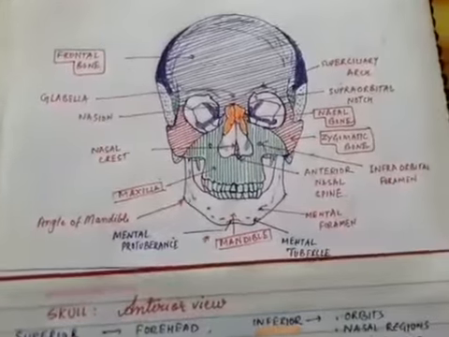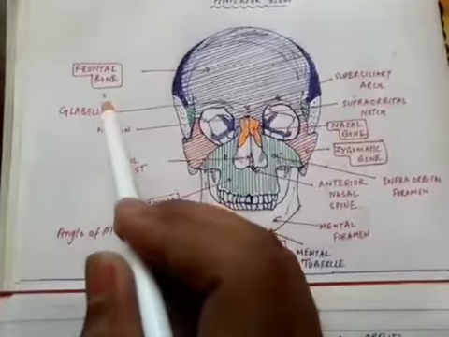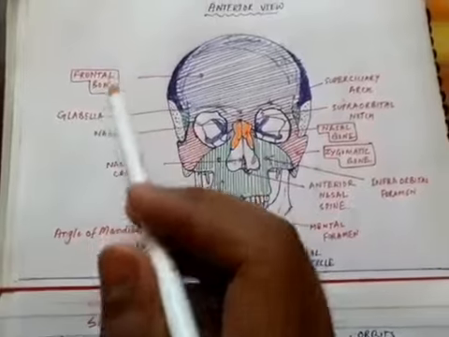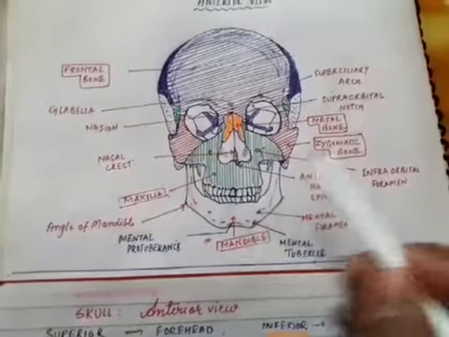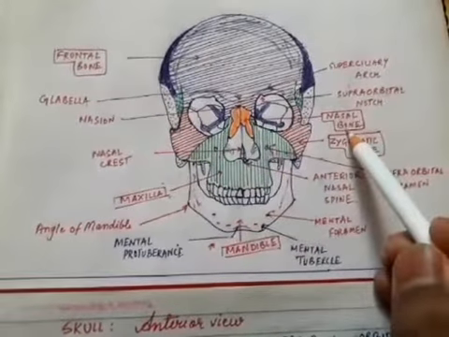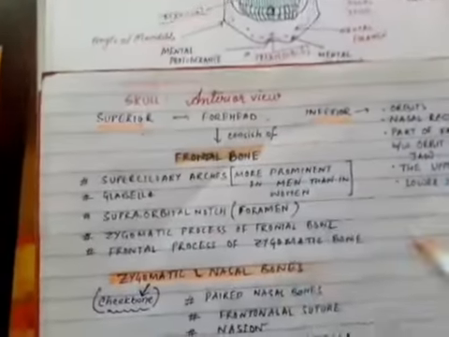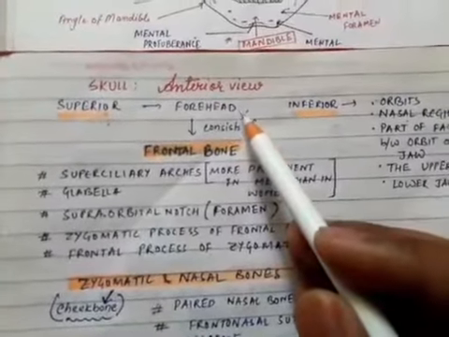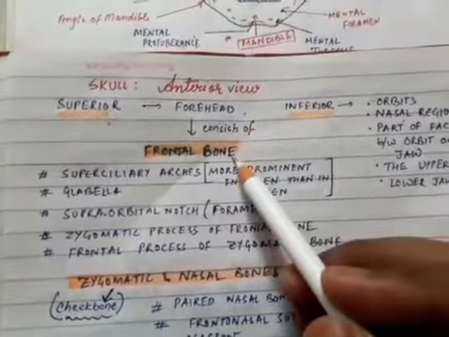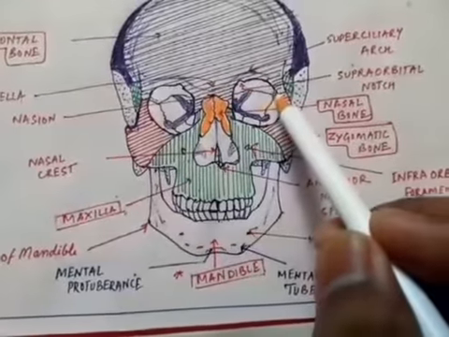I have drawn just a schematic diagram of the anterior view of the skull. So here we can see the frontal bone, maxilla, zygomatic bone, mandible, nasal bones, and various structures that I have labeled here. So again, coming to the point, in the anterior view at the superior part we have the forehead, and forehead consists of the frontal bone. See in the diagram, frontal bone also forms the superior part of the rim of each orbit.